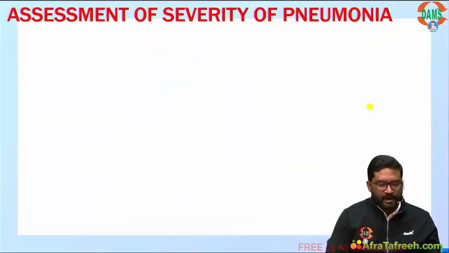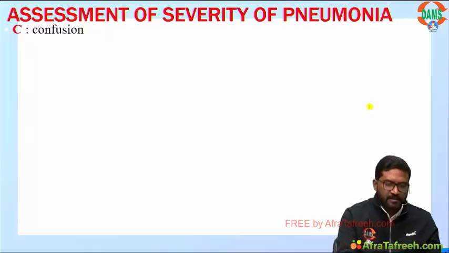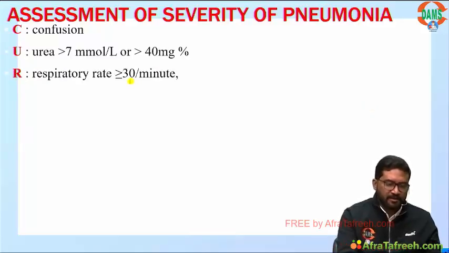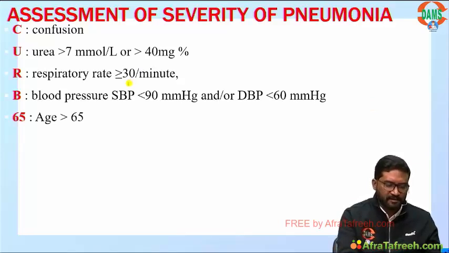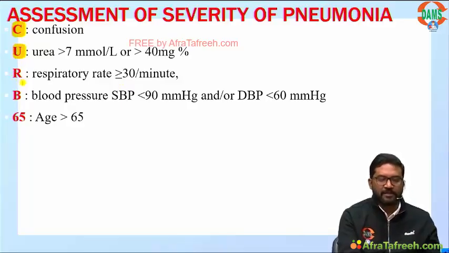Overall for VAP, it is again Pseudomonas. For assessment of severity, we use CURB-65. C stands for confusion, U stands for blood urea. In international units, it is 7 millimole per liter, or in Indian units 40 mg%.